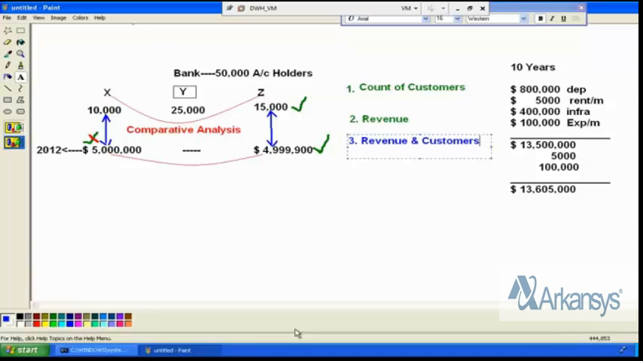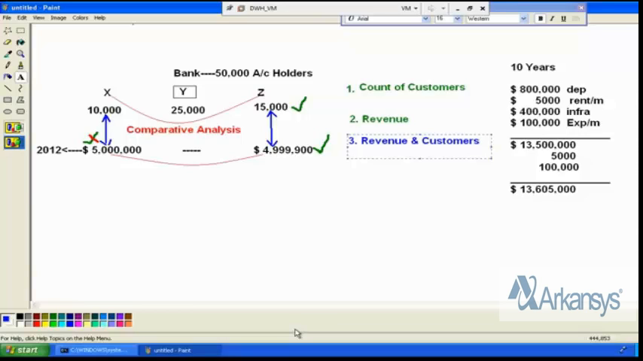Here if you compare two fields at a time, what is the answer now? Just 1 minute. Still we can go with Z. So any answer based on this comparison? Yeah, still we can go with Z.